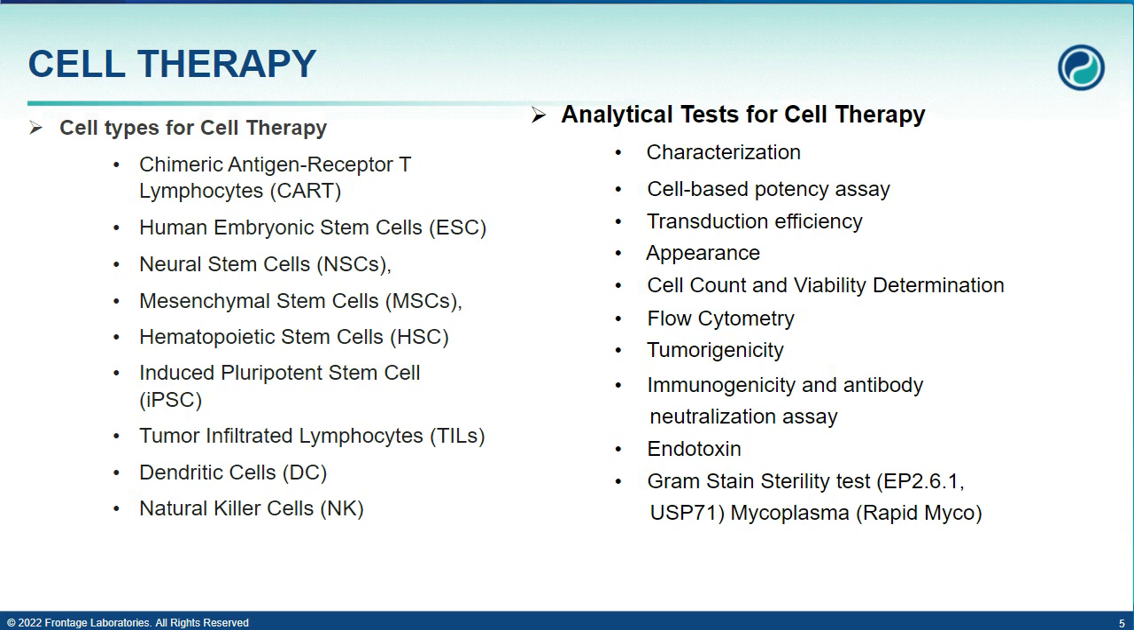The analytical tests for cell therapy include the characterization of the cell type, cell-based potency assay, transduction efficiency, cell count and viability determination, flow cytometry, and tumorigenicity and immunogenicity. Of course, it will include the safety test, which includes endotoxin and gram staining and the sterility test.